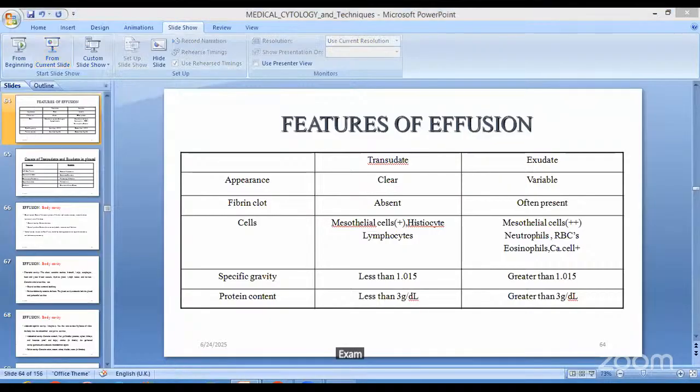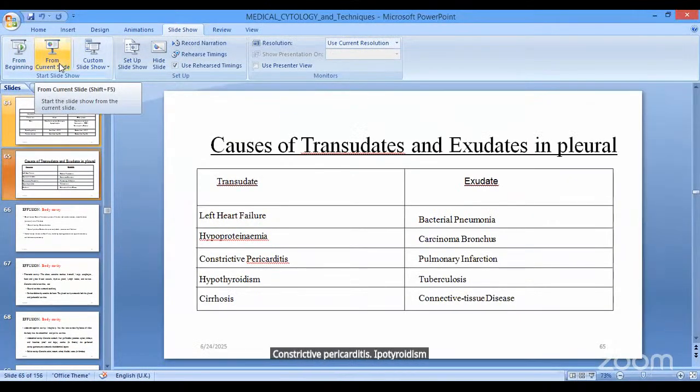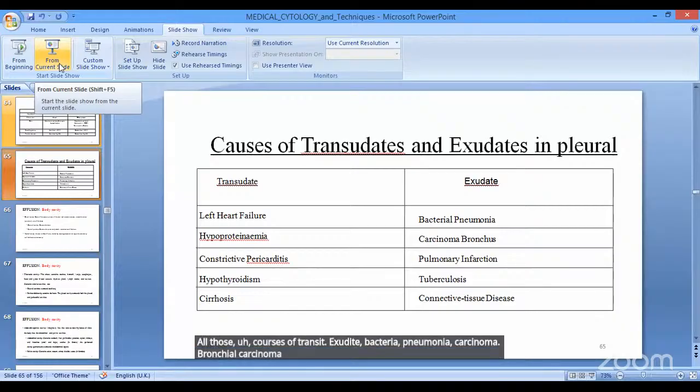Examples, causes of transudates or exudates in pleural effusion. Left heart failure, hypoproteinemia, constrictive pericarditis, hypothyroidism, and cirrhosis. All those are causes of transudate. Exudate: bacterial pneumonia, carcinoma, bronchial carcinoma, pulmonary infarction, tuberculosis, and connective tissue disease.